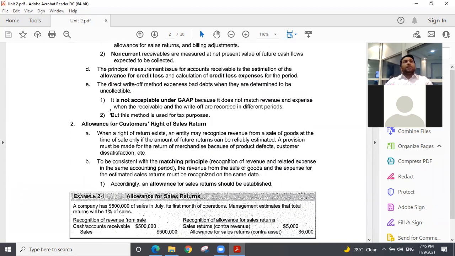The principal measurement issue for accounts receivable is the estimation of the allowance for credit losses and the calculation of credit loss expense for the period. So when you talk about accounts receivable, the main issue we face is the provision for bad debt or allowance for credit losses. How much should the allowance be? How much provision for bad debt should we keep? And if a real bad debt happens, how are we going to record it? These are the main concerns you will see when you do accounts receivable.